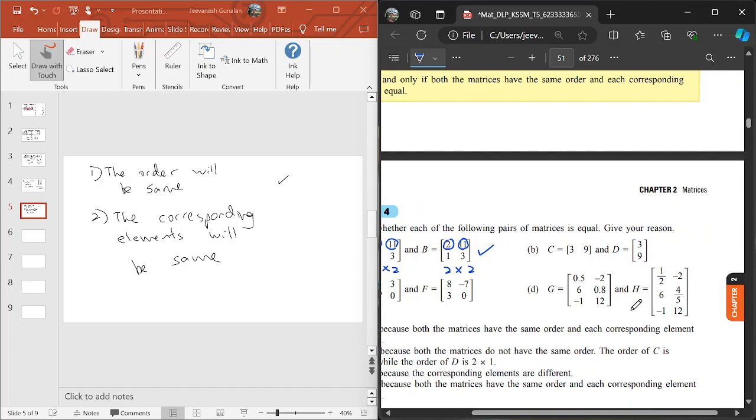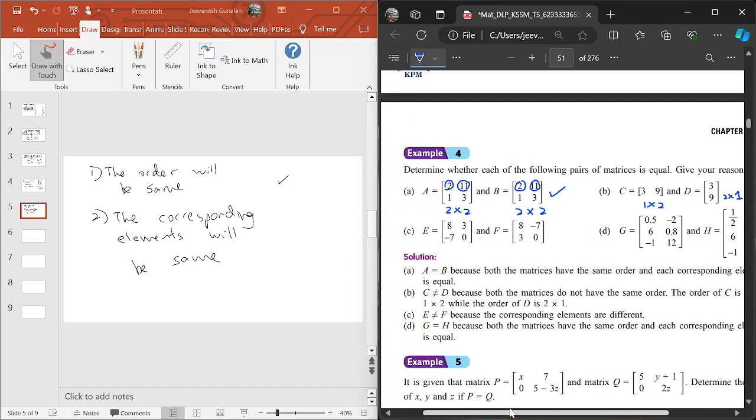Let's look at the second one. In this case, how many rows are there? 1 and then 2 columns. Here there are 2 rows and 1 column. So the order is not the same, right? So it's straight away considered not equal. The matrices are not equal.